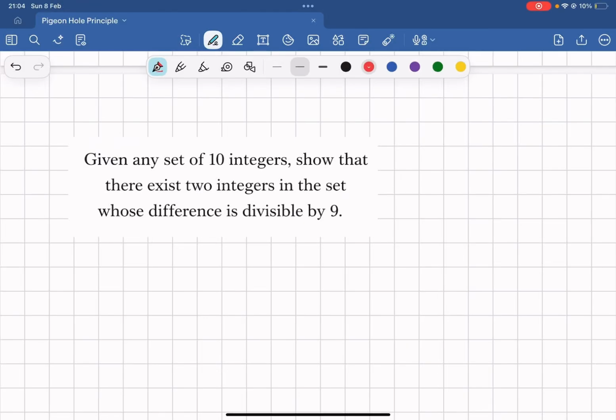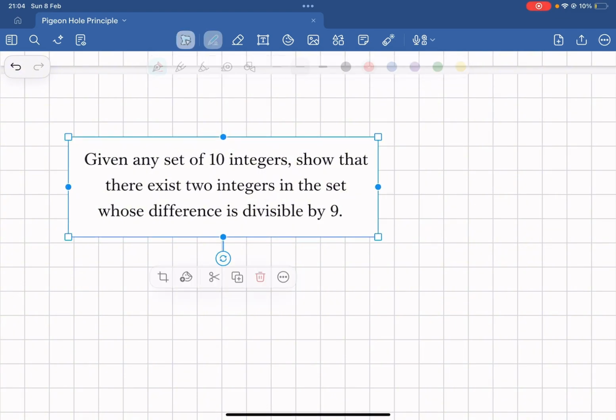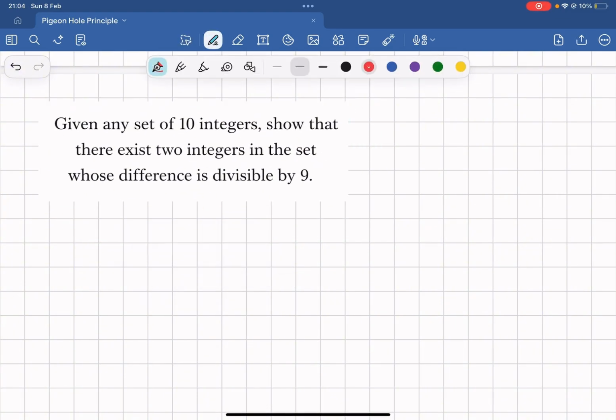Hello my people, back again with another question, and this question is another Pigeonhole Principle question. So if you haven't watched my first video, go and watch that, which explains what the Pigeonhole Principle actually is and when it's used. So we're presented with a question that says, given any set of 10 integers, show that there exist 2 integers in the set whose difference is divisible by 9.